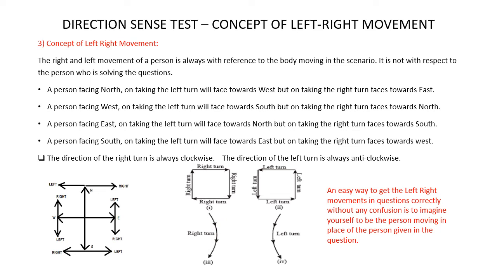The direction of the left turn is always anti-clockwise. So if you take a left turn, it will be in the anti-clockwise direction. Similarly, another left turn will be in the anti-clockwise direction. Again, when you take a left turn, it will be in the anti-clockwise direction. So the direction of the left turn is always anti-clockwise.